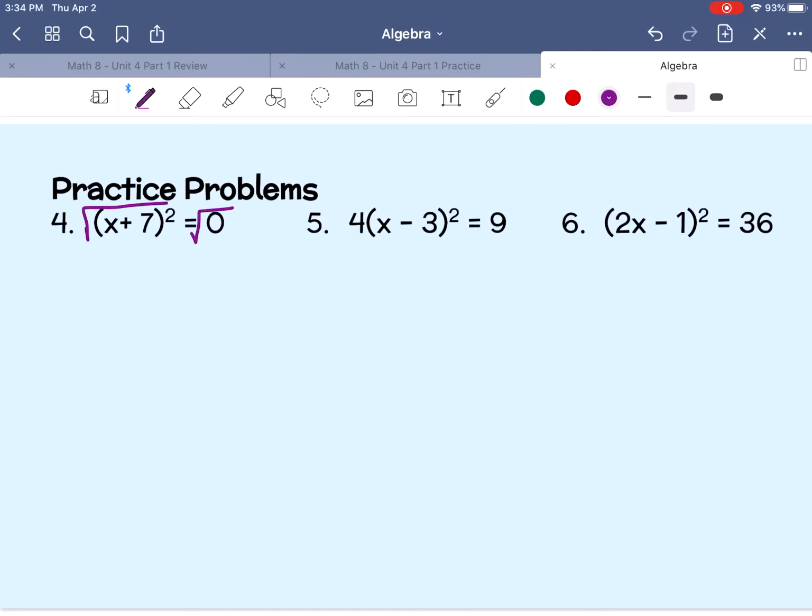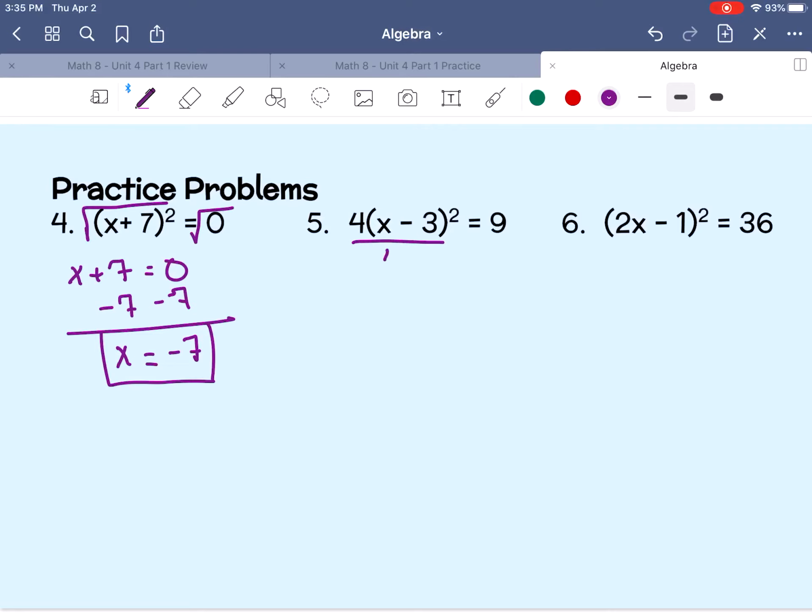So we take the square root of both sides. And in this case, because our d value was 0, we have one solution. And our one solution is negative 7. On problem 5, we first need to divide both sides by 4 because we need to have our x squared equals d format. Okay, and now we do. And in case you were wondering, we've got perfect squares on both sides.